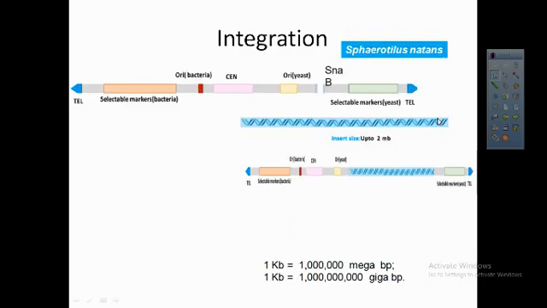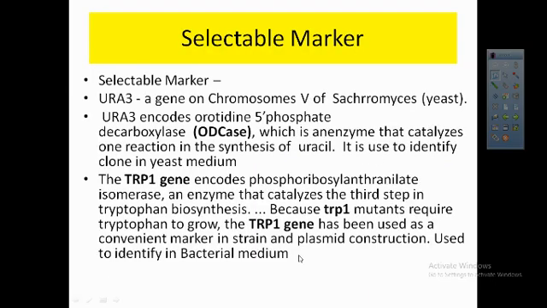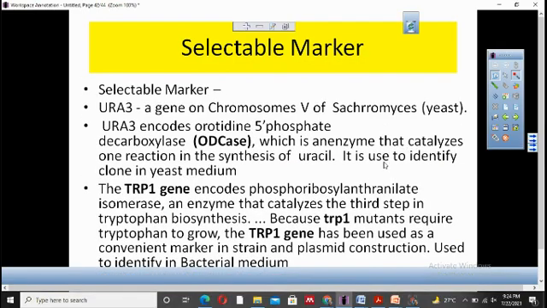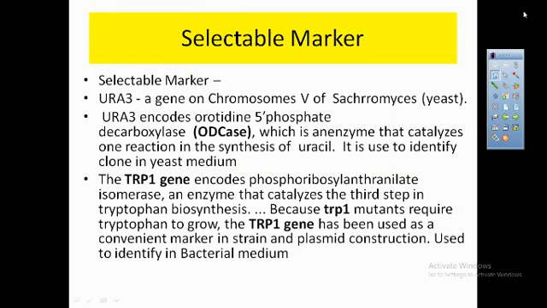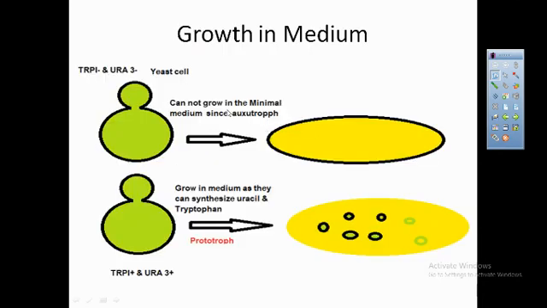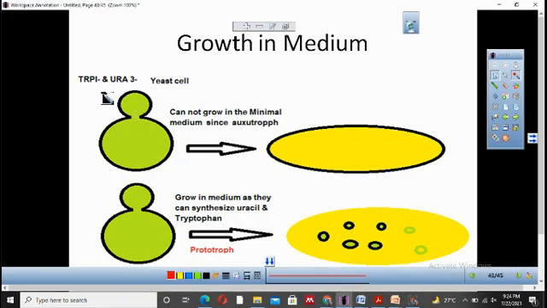And besides, another marker is there, and that is called SUP4, which I will tell you about later on. So here you can see, for example, a yeast cell that is TRP1 minus and URA3 minus. When it is allowed to grow in the minimal medium, it cannot grow. It cannot form colonies because it lacks tryptophan and uracil, which are essential for growth.